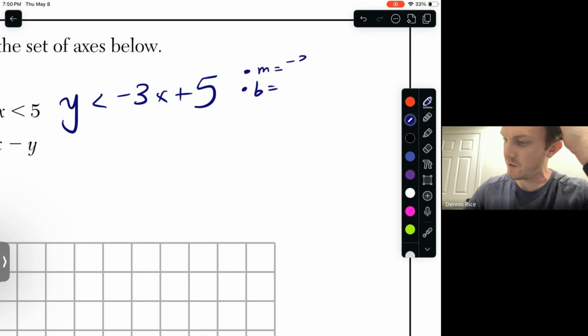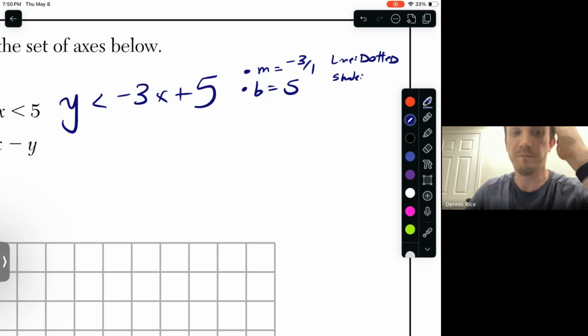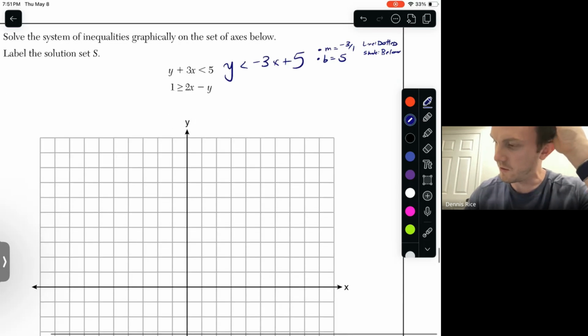So what's the slope? -3/1. What's the y-intercept? 5. Line type here would be dotted, dashed, whatever you want to call it. And the shading would be below. How do you shade? Shading is like word association. So if you say less than out loud, it kind of makes sense. It goes hand in hand that that's below. So I'm going to graph the line.